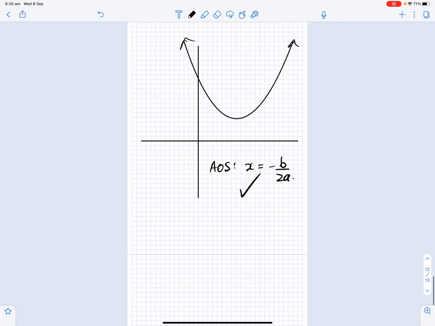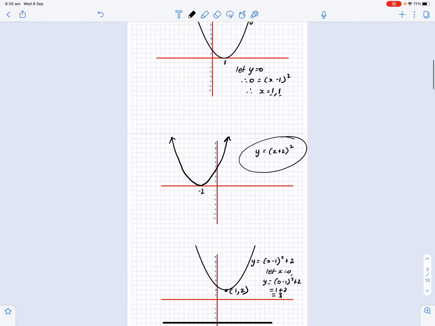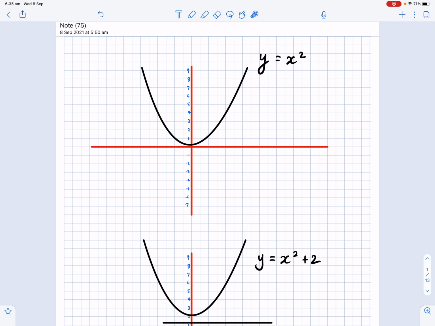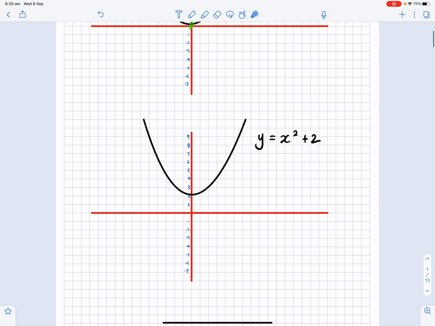What do I mean by looking at the graph? Let's go back to these beginning questions. You can see for the first one, the axis of symmetry is x is equal to 0, the y-axis, and the vertex is 0, 0. Your next one, axis of symmetry is x is equal to 0. Your vertex is 0, 2. So if someone gives you this equation and says find your axis of symmetry and find your vertex, you don't really need any working out. You can just sketch it and then write the answers.